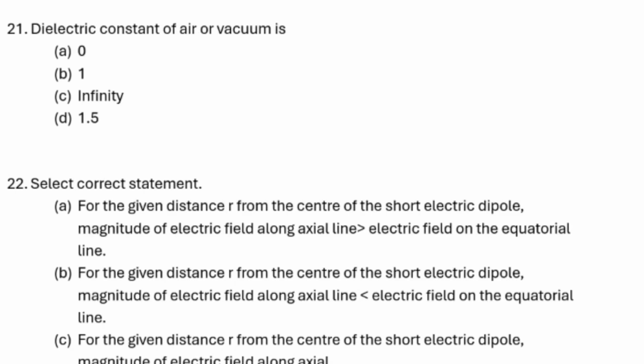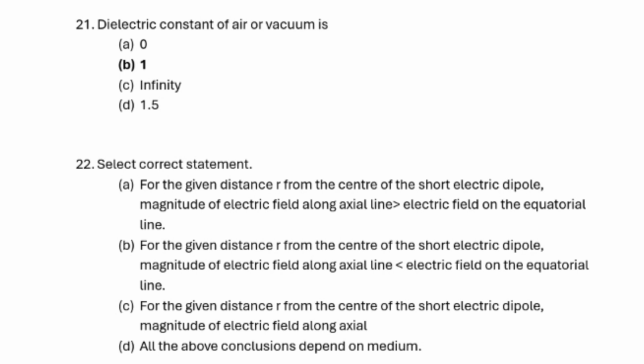Question number 21. Dielectric constant of air or vacuum is option A, 0, option B, 1, option C, infinity, option D, 1.5. The correct answer is option B, 1.